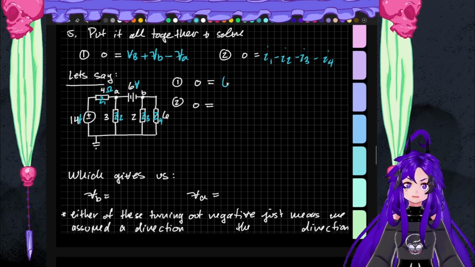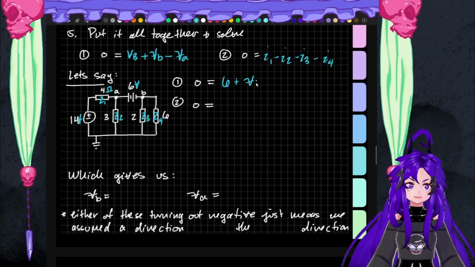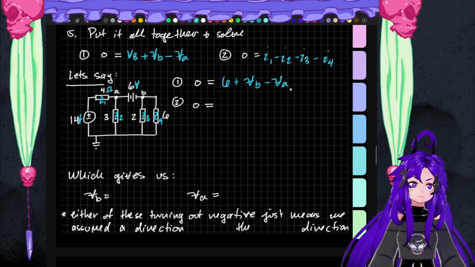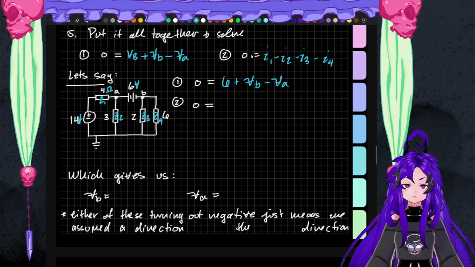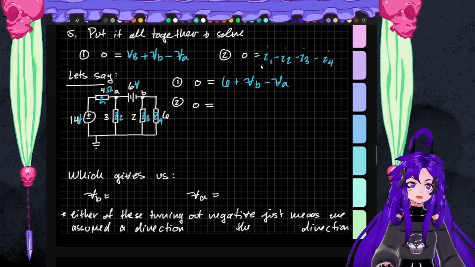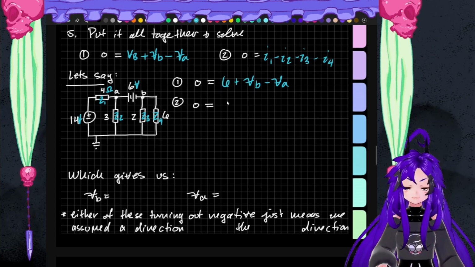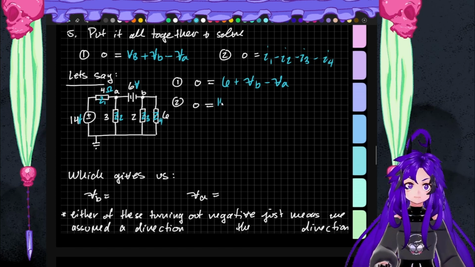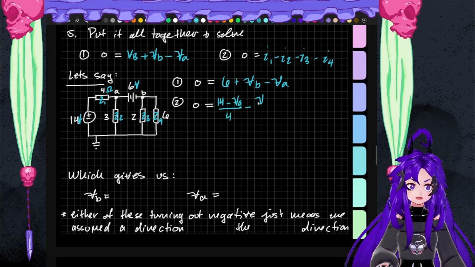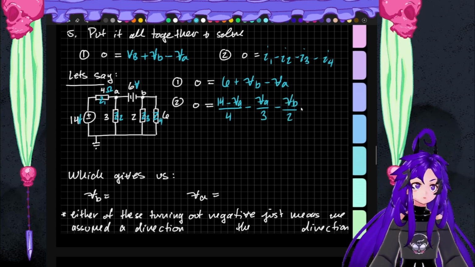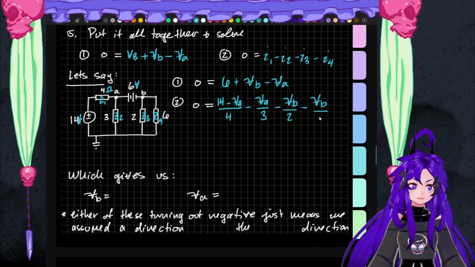Equation 1: V battery is 6 plus VB. Well, we don't know that one, so we're going to leave it a variable. Minus VA, again we don't know that one, so we leave it a variable. Next, equation 2, I1. We don't know them per se, but we can get it in an Ohm's law form. So let's write it as 14 minus VA over 4 minus VA over 3 minus VB over 2 minus VB over 6.